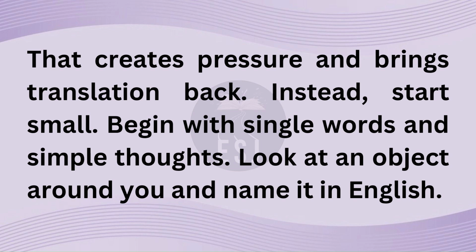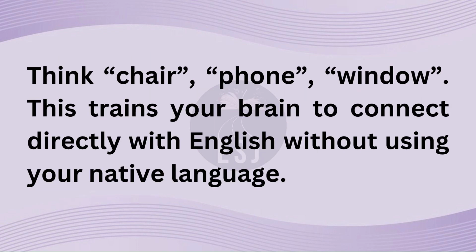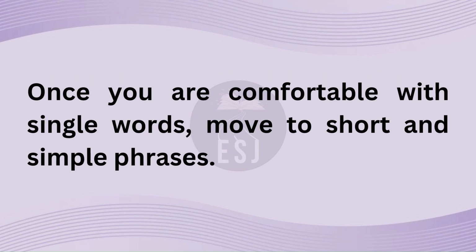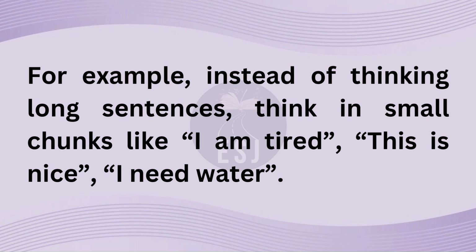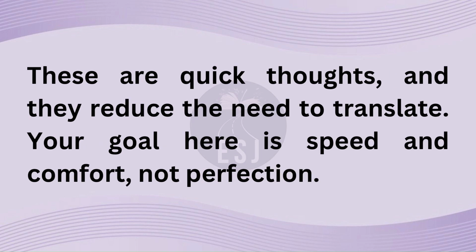Look at an object around you and name it in English. Think chair, phone, window. This trains your brain to connect directly with English without using your native language. Once you are comfortable with single words, move to short and simple phrases. For example, instead of thinking long sentences, think in small chunks like, I am tired, this is nice, I need water. These are quick thoughts, and they reduce the need to translate. Your goal here is speed and comfort, not perfection.